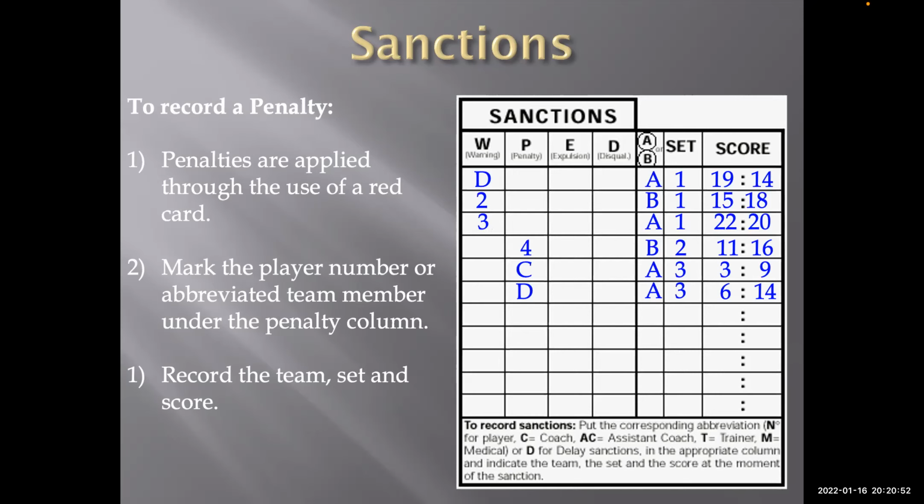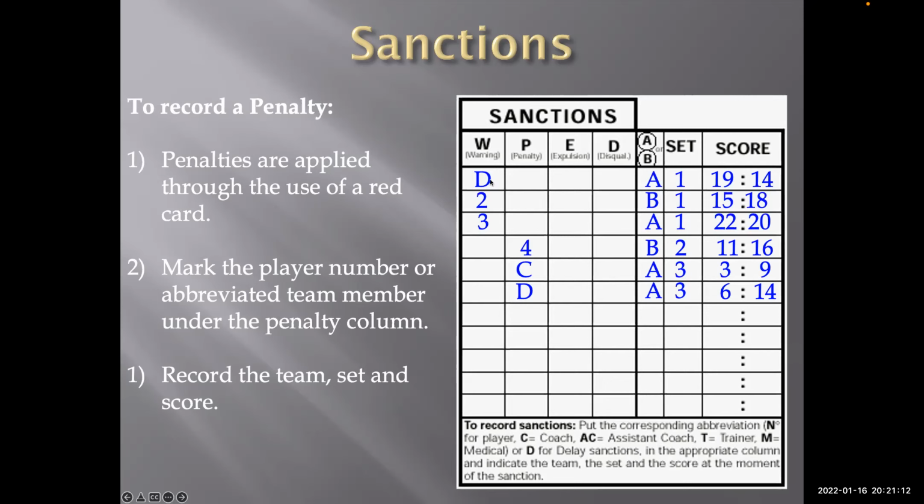So you can see that there's only 2 warnings. And then after that, number 4 did something unsportsmanlike. In addition, they received a penalty. So that's a red card. Team B, set 2. The coach from team A did something.